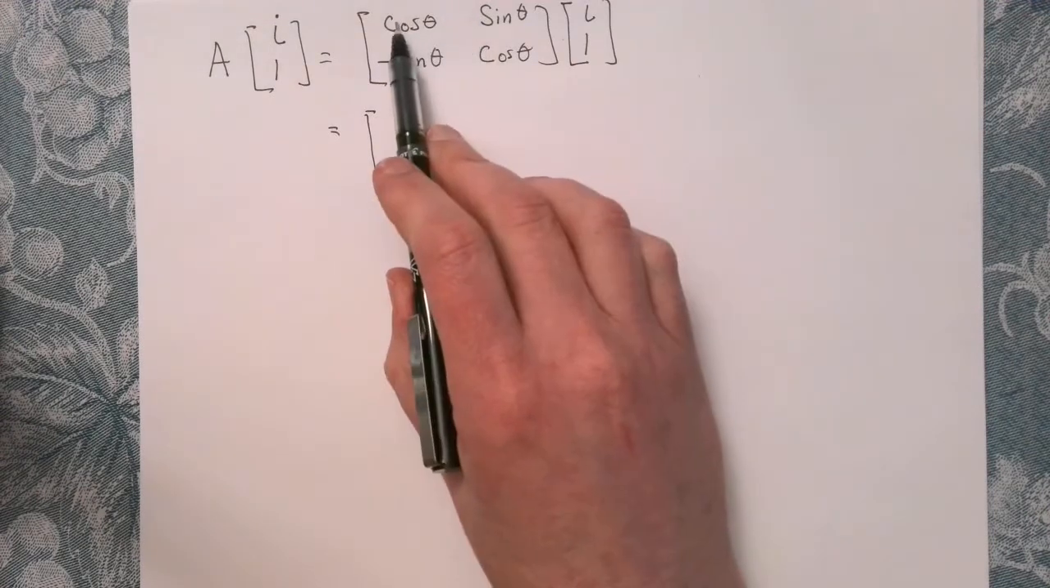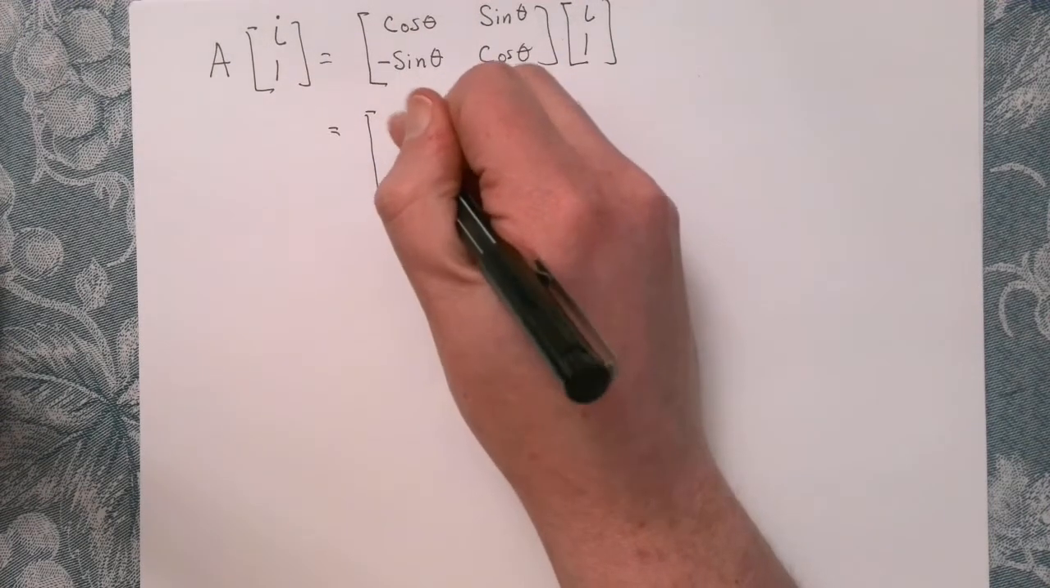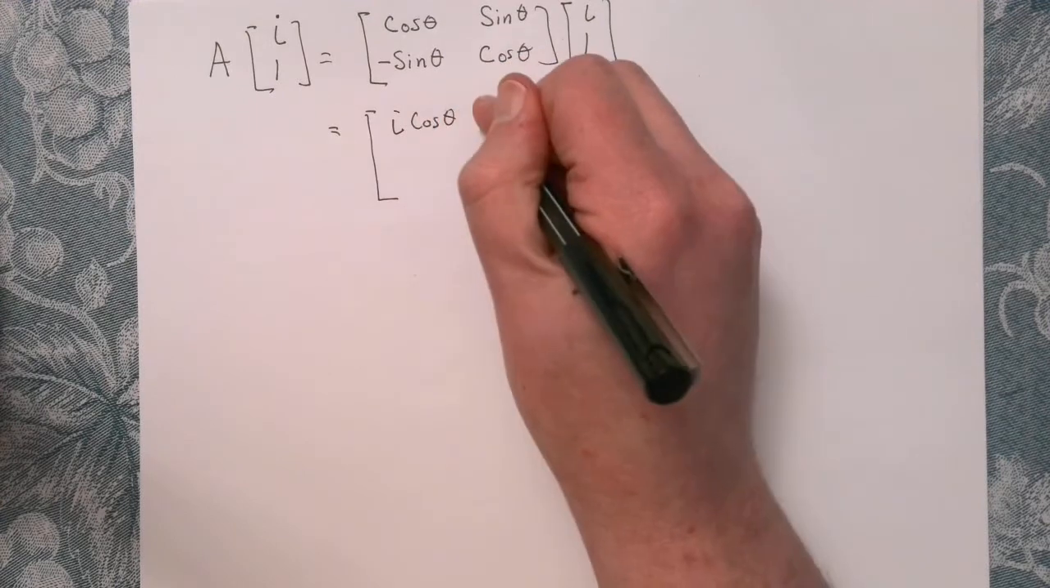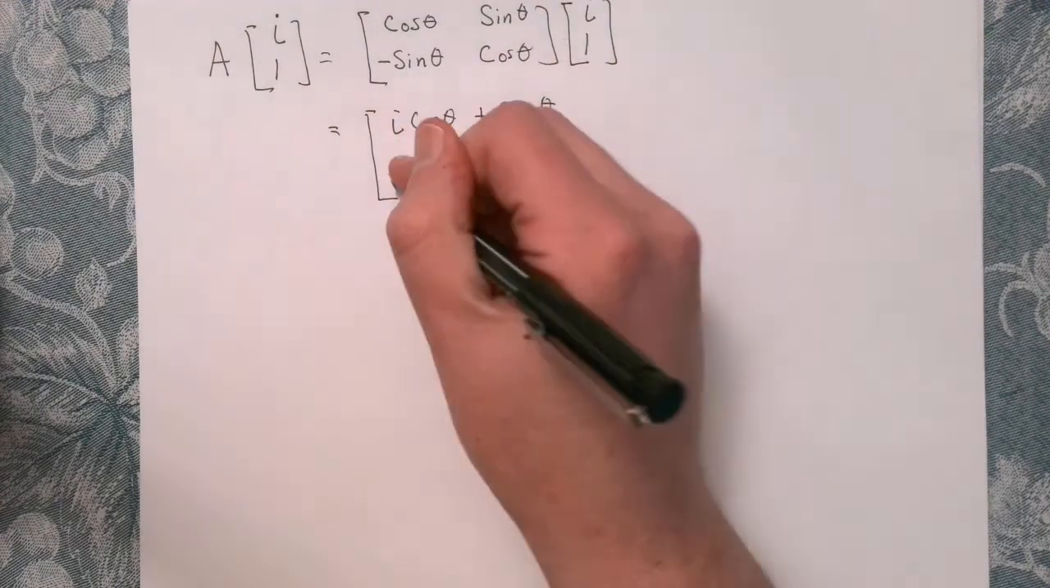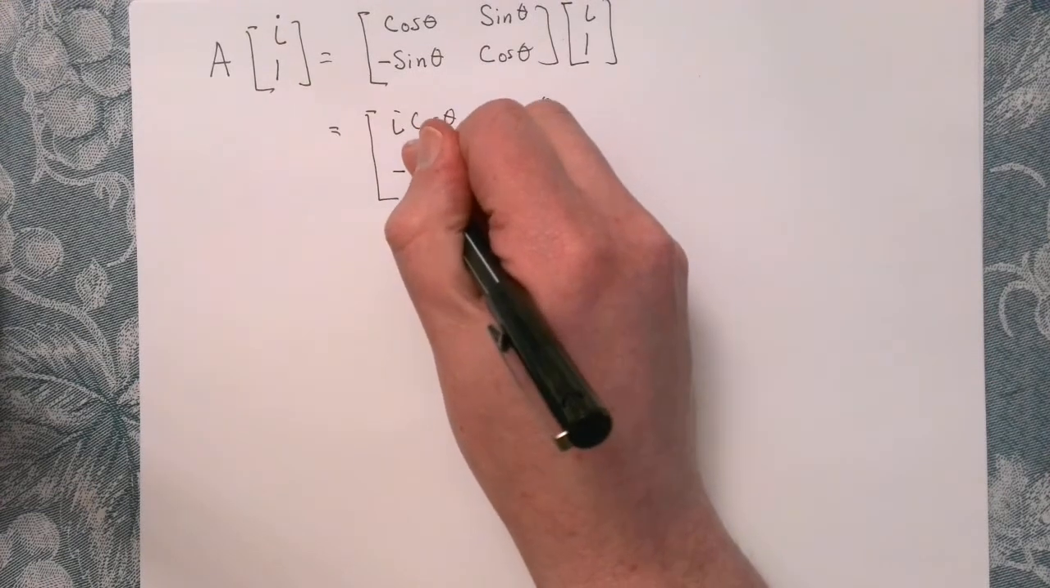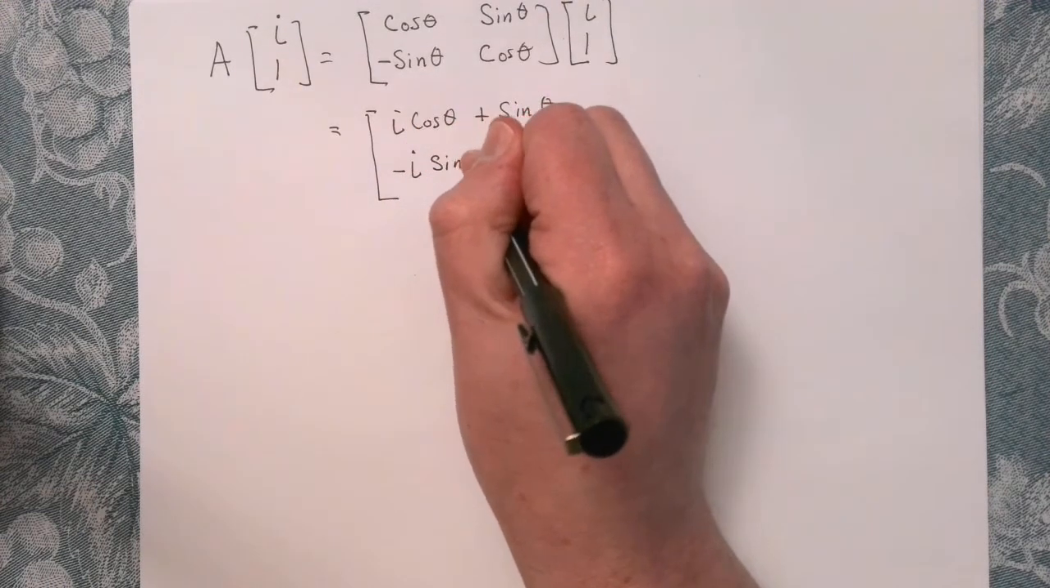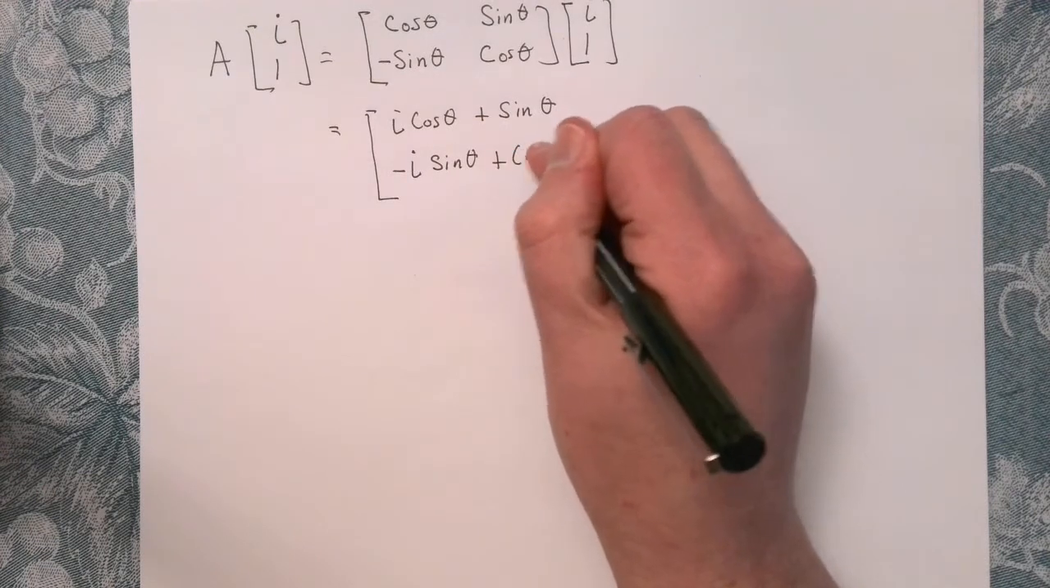Okay, so here we go. Row by column, this gives me i cosine of theta plus the sine of theta. And then here, this gives me, well, negative i sine of theta plus the cosine of theta.